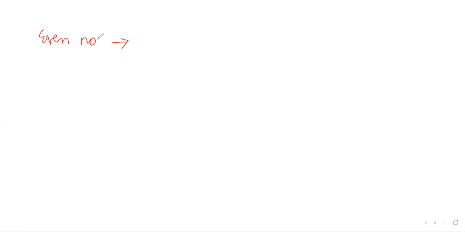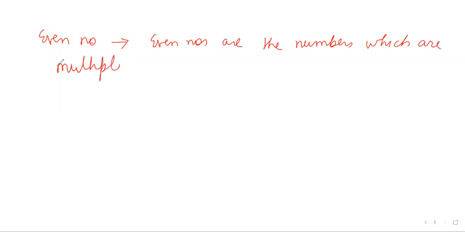So we should define even numbers as the numbers which are multiples of 2, including 0. So 0 is also an even number, I agree. So you can write the definition in your copy. Even numbers are the numbers which are multiples of 2.